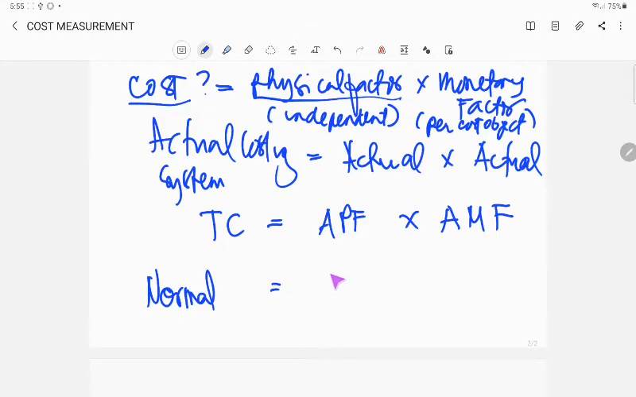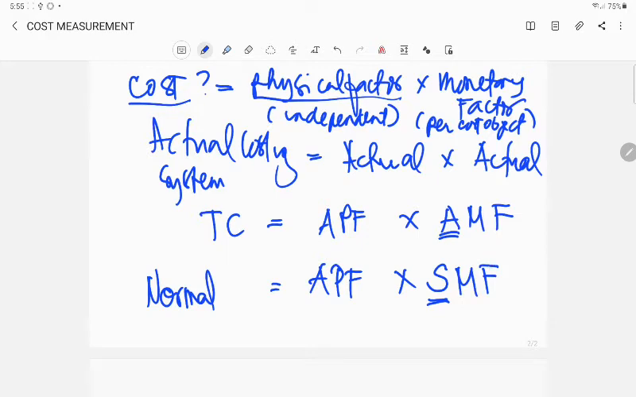And normal costing system will use what? Actual physical factor multiplied by standard monetary factor. Okay? So, ito yung crucial, class. Pare-parehas yung ating physical factor. What would be different will be the monetary factor.